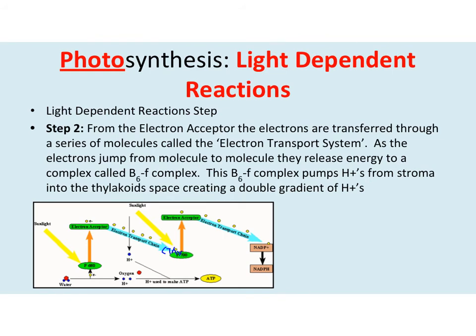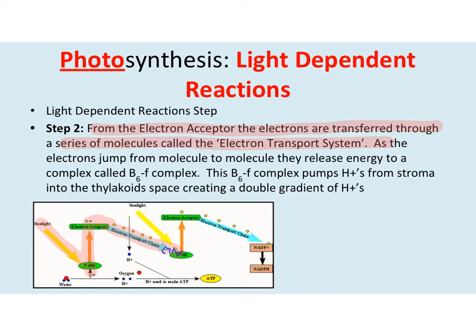So I'm going to go back and highlight where we were. We got sunlight, and the excited electron was up here. Now, step 2. From the electron acceptor, the electrons are transferred through a series of molecules called the electron transport chain. So the electron is going to go down this. Why it goes down is that it's releasing energy. It got energy from the sunlight, and now it's going to release it.